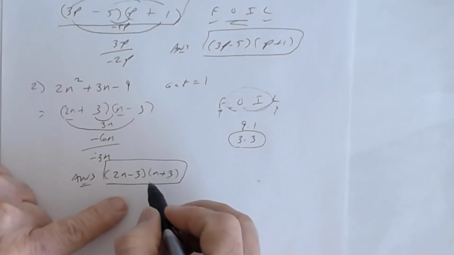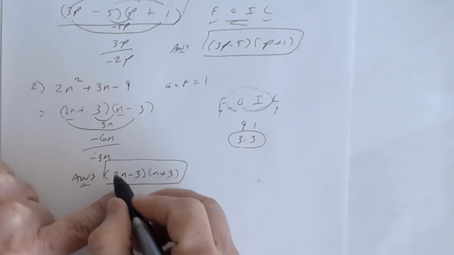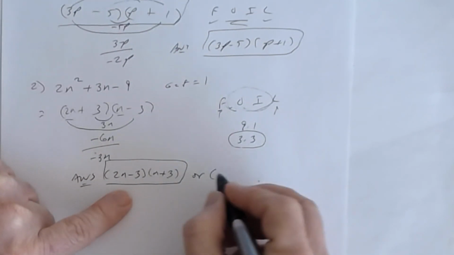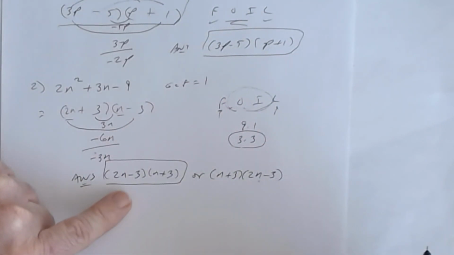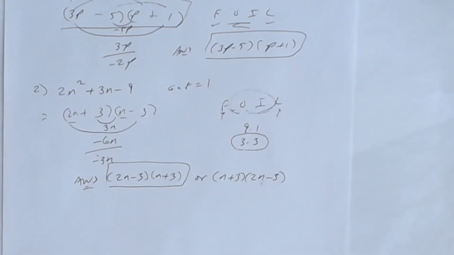Now I also want to remind you, remember multiplication is commutative. So you see how I have the factor 2n minus 3 listed first? You could have also said this first, n plus 3 times 2n minus 3. All right, so trial and error. All right, let's look at number 3.